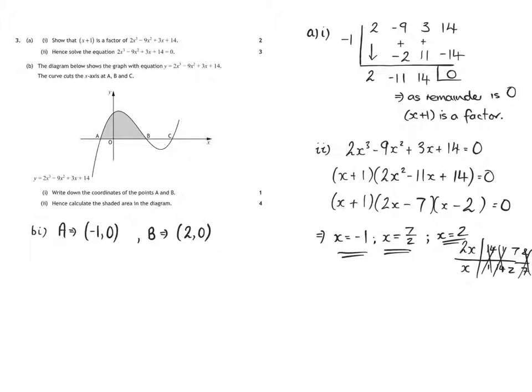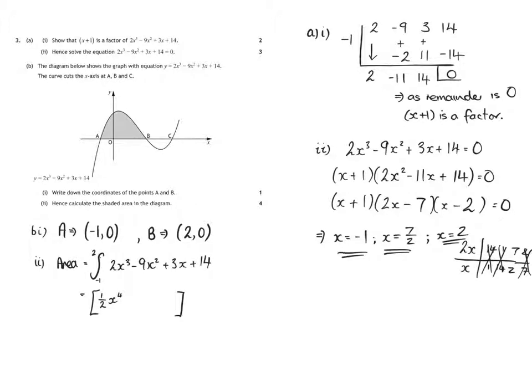Okay, so for part 2 of part B, we've been asked to calculate the shaded area in the diagram. So when we're finding the shaded area, we're going to have to integrate, and we're going to be between minus 1 and 2, because that's what they've just asked us, of 2x cubed minus 9x squared plus 3x plus 14. So when we integrate that, we raise our power and then divide by our new one. So you get x to the 4, and then we're going to divide by the 4, so 2 divided by 4 is the same as a half.